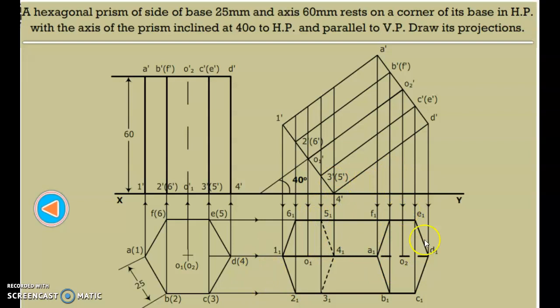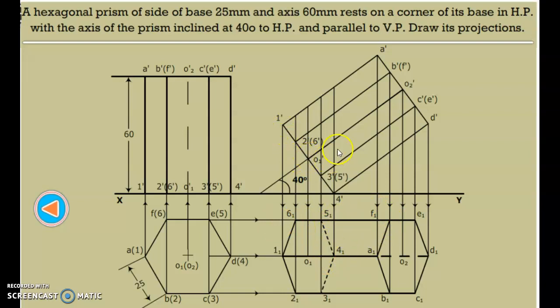So now our joining method is, how will you join for the prism: A to B, B to C, C to D, D to E, E to F. Similarly 1 to 2, 2 to 3, 3 to 4, 4 to 5, 5 to 6, 6 to 1, and then A to 1, B to 2, C to 3, D to 4, E to 5, correct? And then F to 6. This will be our joining method.